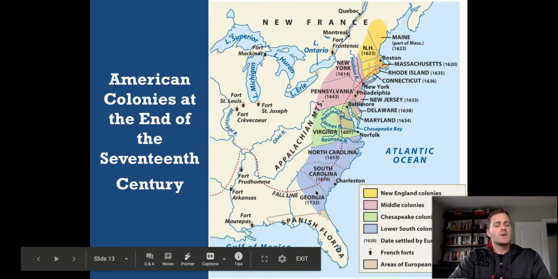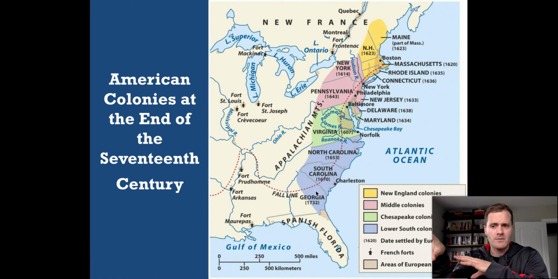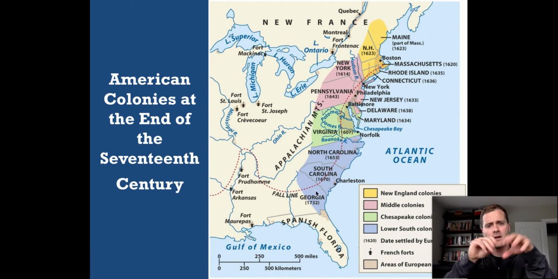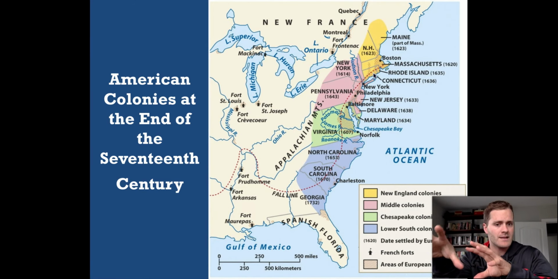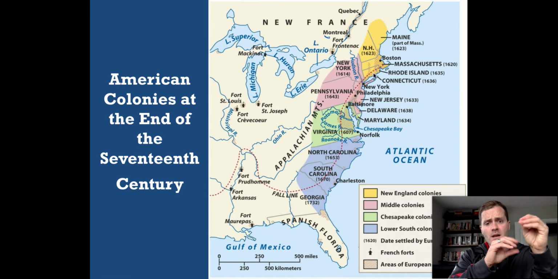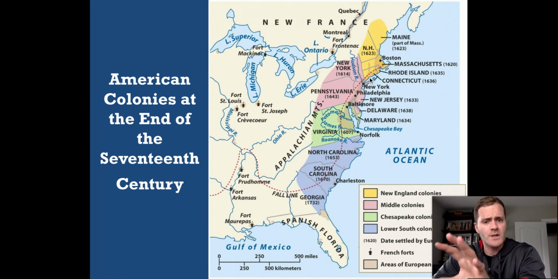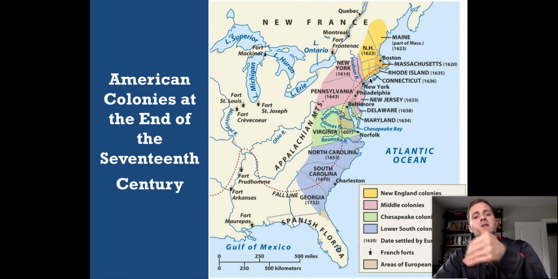And then our lower south or our deep south colonies are going to be North Carolina, South Carolina, and Georgia. So what this means is that unlike necessarily in Spanish North America or French North America, in British North America, we're going to see a huge diversity, not just of ethnic populations, but also of economies and political systems and social systems. Because in all of these regions, we see the people coming to America for a different reason. And because they're coming to America for different reasons, they're establishing very different societies once they come to the New World.